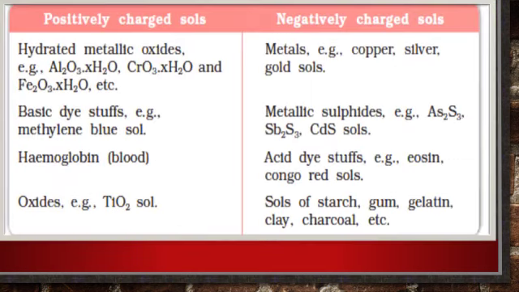Now let's learn some examples of positively charged and negatively charged colloidal salts. Hydrated metal oxides like alumina, Al2O3.XH2O, form positively charged salts, whereas metal particles form negatively charged salts. Basic dyestuffs, for example methylene blue, are an example of positively charged salts, whereas metallic sulfides are examples of negatively charged salts.